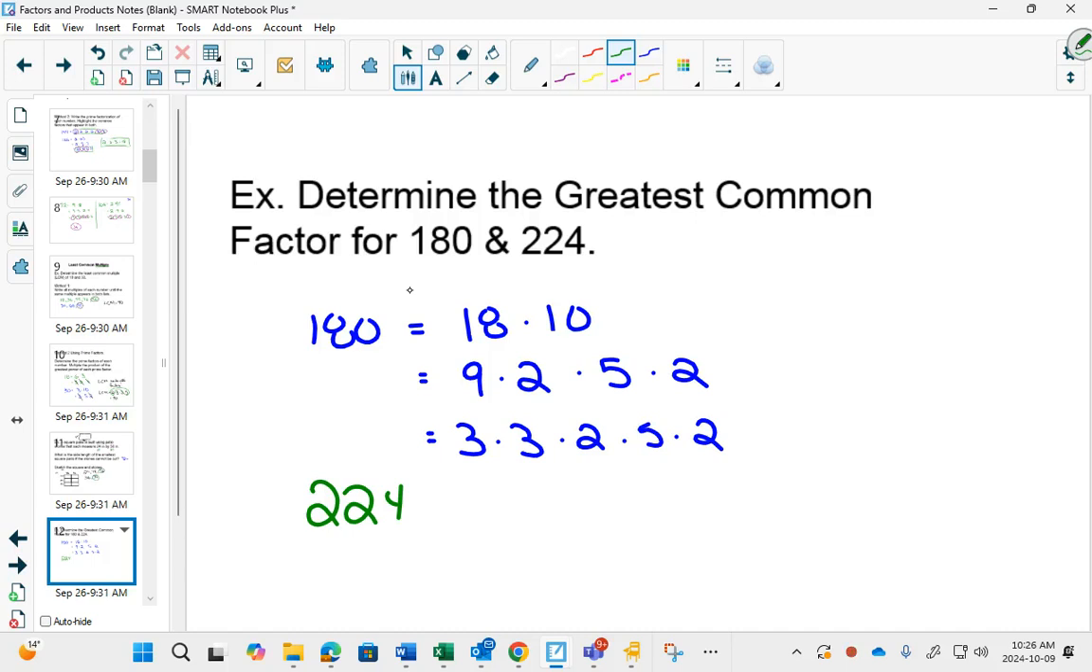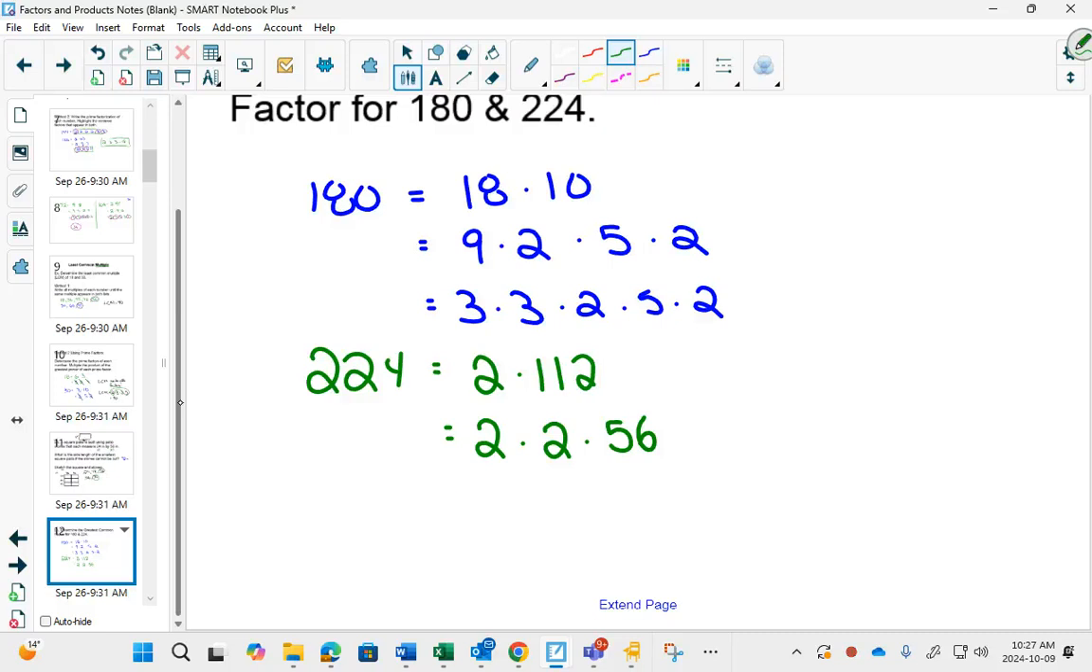224. Sometimes you can't see big numbers that multiply. Probably, I would say most of you would start with a 2 times 112. And then be like, okay, 112 I also don't have in my times table. So I'm going to have it as 2 times 56. Then 56 should be in your times table. Seven times 8.